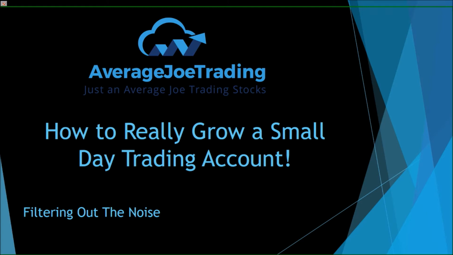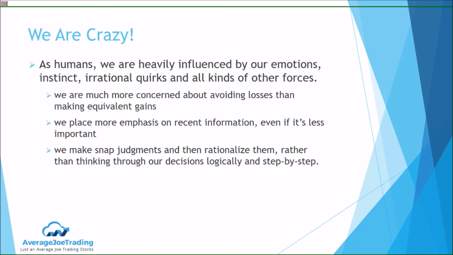And we have to be smart about filtering and filter out the noise. So if we haven't realized it yet, we as humans are crazy. We're heavily influenced by our emotions. We have that instinct. We have these quirks sometimes that are irrational, but it's just part of us. Plus there's all kind of other forces that we deal with that affect us. We're much more concerned about not losing than making good gains.